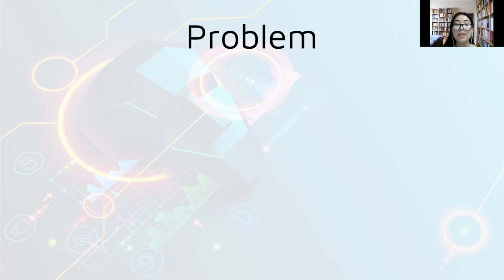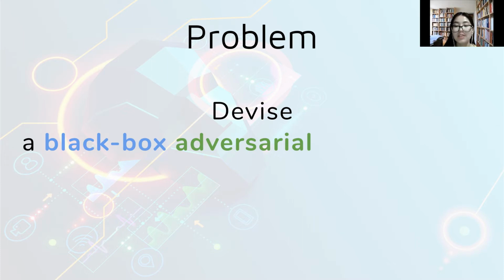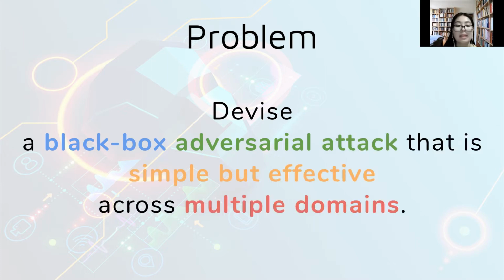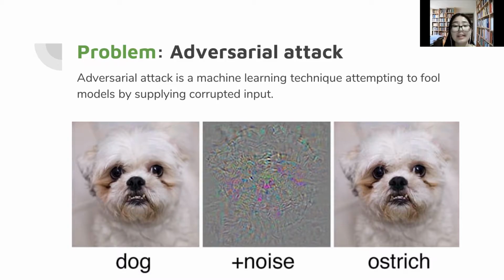If we formulate our problem in just one sentence, it is devising a black box adversarial attack that is simple but effective across multiple domains. So here we need to elaborate on the terminology we are using. The first one is adversarial attack, which is basically a machine learning technique attempting to fool models by supplying corrupted input, as you can see from the example below.